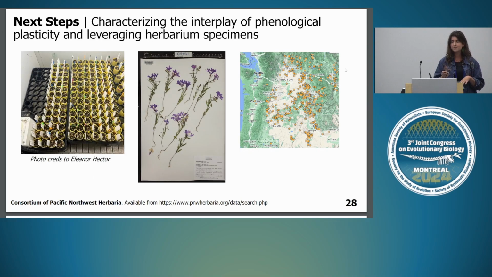So for my next steps, I'm really excited to be running a growth chamber experiment next year that's going to be looking at the plasticity and adaptation of vegetative and reproductive traits in Clarkia pulchella. I'm also going to be leveraging herbarium specimens to broaden the spatial and temporal aspects of these patterns.